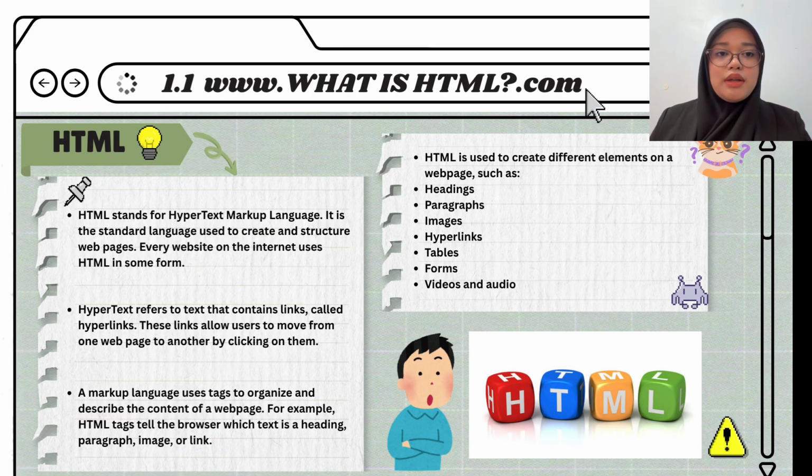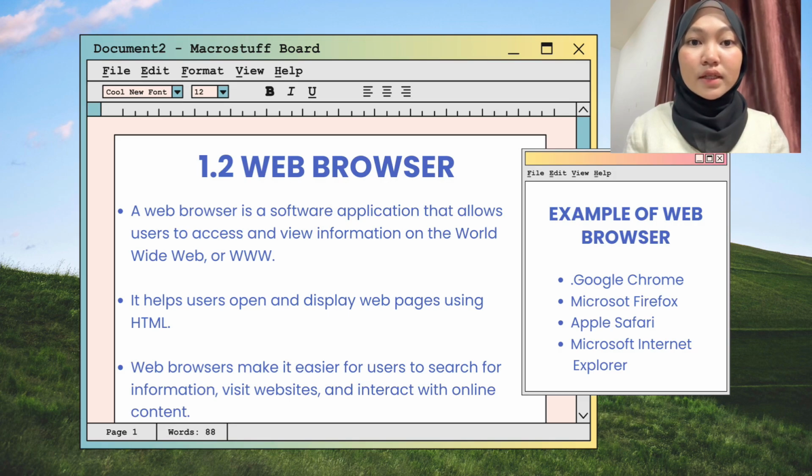Meanwhile, markup language uses tags to organize and describe the content of a web page. This tag tells the web browser whether the content is a heading, paragraph, image, table, or link. HTML is also used to create different elements on a web page, such as heading, paragraph, image, hyperlink, table, form, and even video and audio. In conclusion, HTML is the foundation of every website because it helps organize and display content clearly for users. Next, I will explain about web browsers.